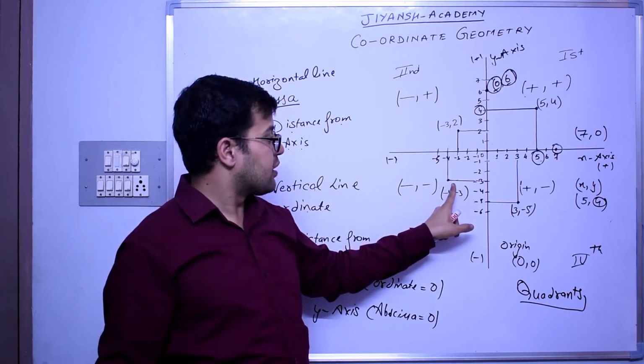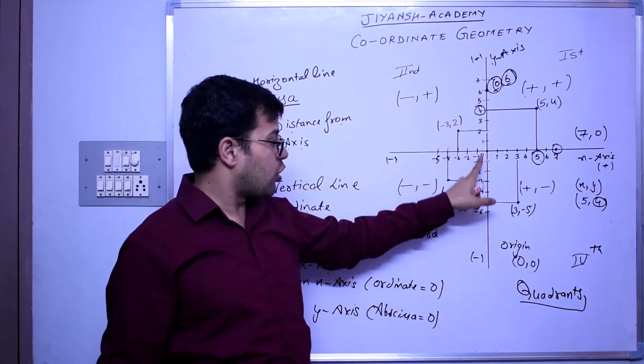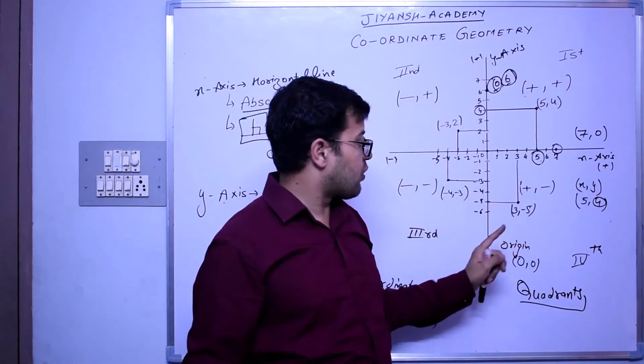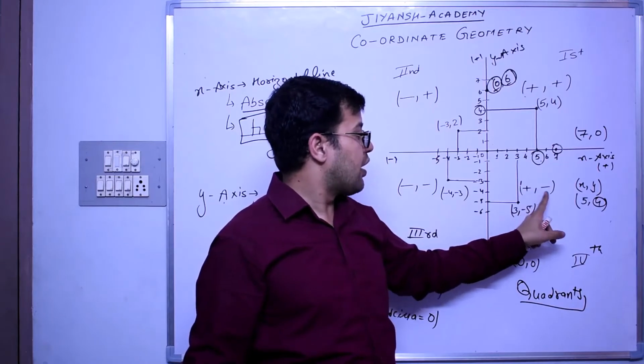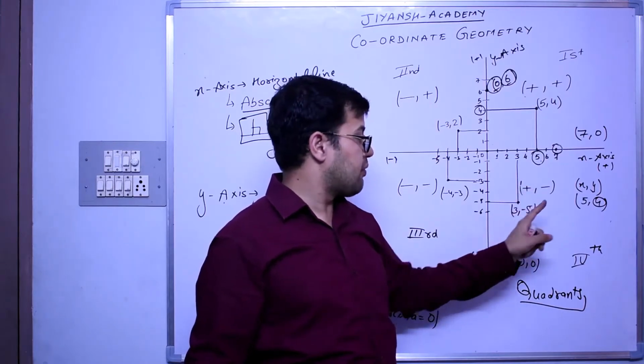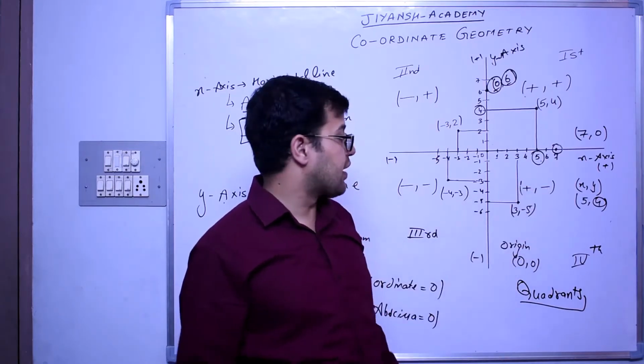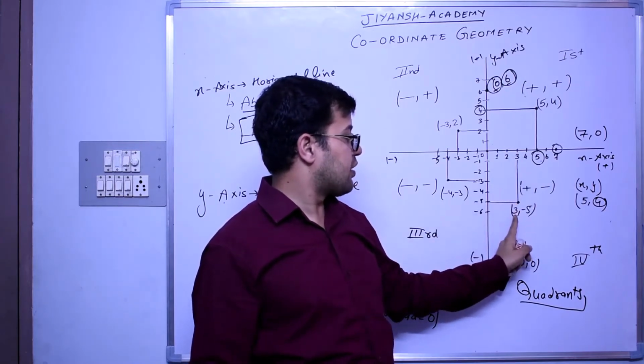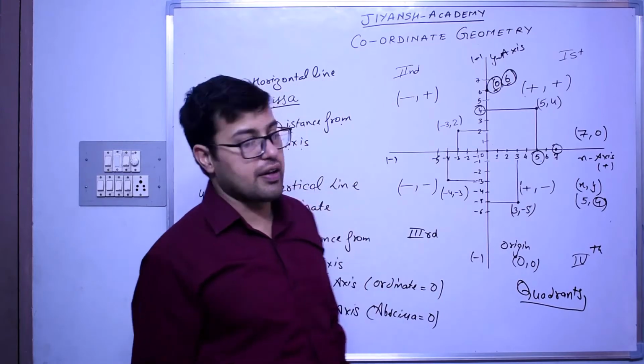This is an example for that: minus 4, minus 3. In this case, you will see that this is the fourth quadrant. x will be positive and y will be negative. The abscissa will be positive and the ordinate will be negative. So this is an example, 3 comma minus 5, where the abscissa is positive and the ordinate is negative, right?